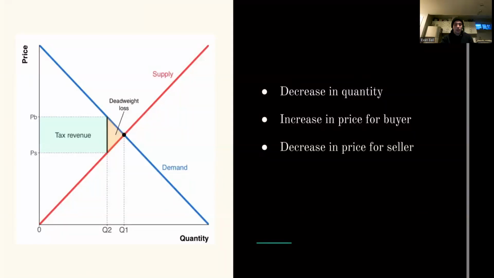As we can see, it is to the left of the pre-tax equilibrium, which is where the two lines intersected, meaning that there is a decrease in quantity sold and an increase in price for the consumer and decrease in price received by the seller.